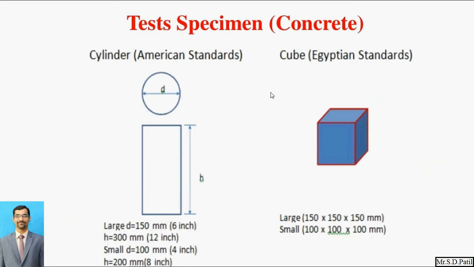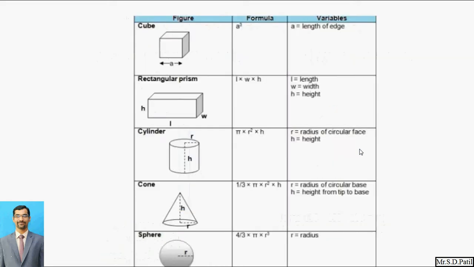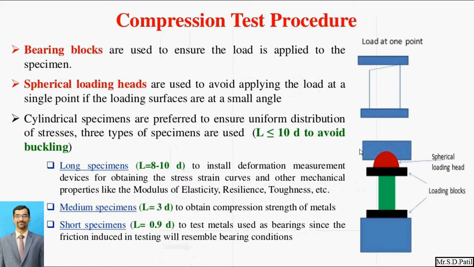These are the test specimens. Here we can see the test specimen. It is generally either cubical or cylindrical. According to the ASTM standard, we have to manufacture the test specimen with a cylindrical shape, and according to the Egyptian standard we have to manufacture the specimen rectangular. These are for concrete purposes. So these are the various standards. American standard is different, Egyptian standard is different.